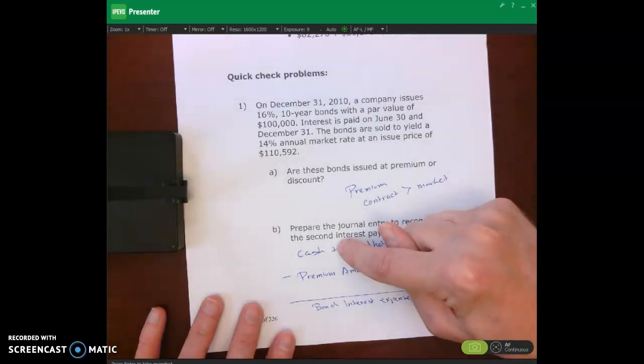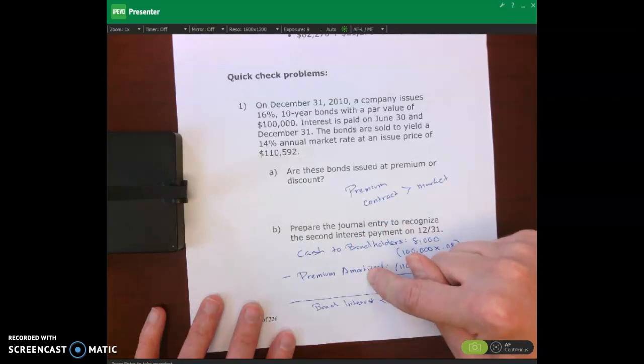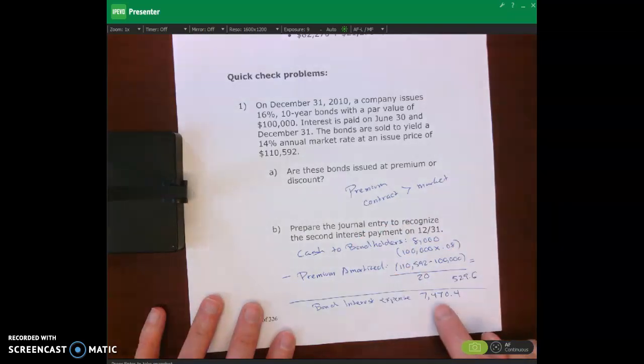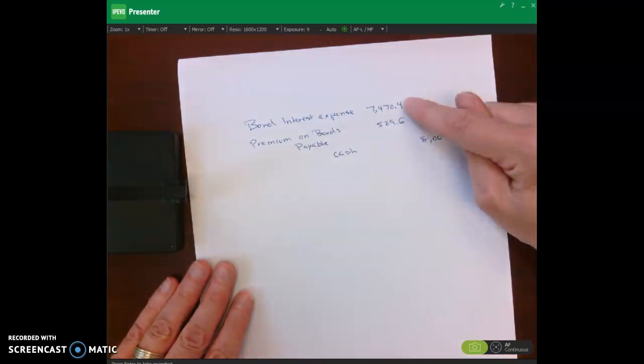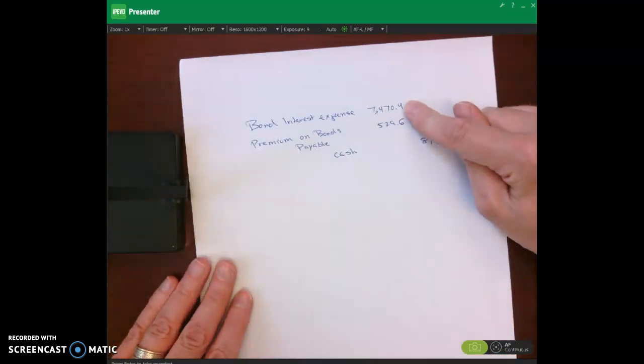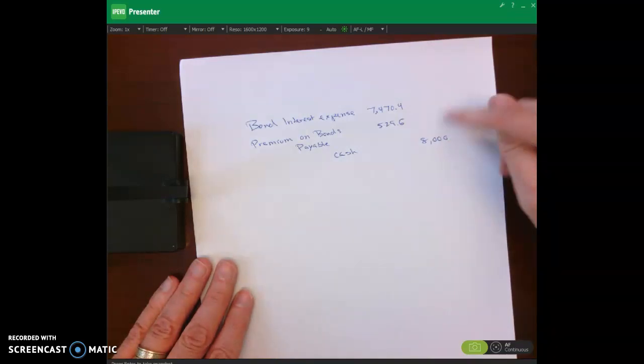I take the cash to my bondholders because this is a premium. Cash to my bondholders minus my premium amortized gives me my $7,470.40. Then my journal entry is debit to bond interest expense, debit to the premium, which we just calculated, credit to cash $8,000. Okay, so I hope you got that right.